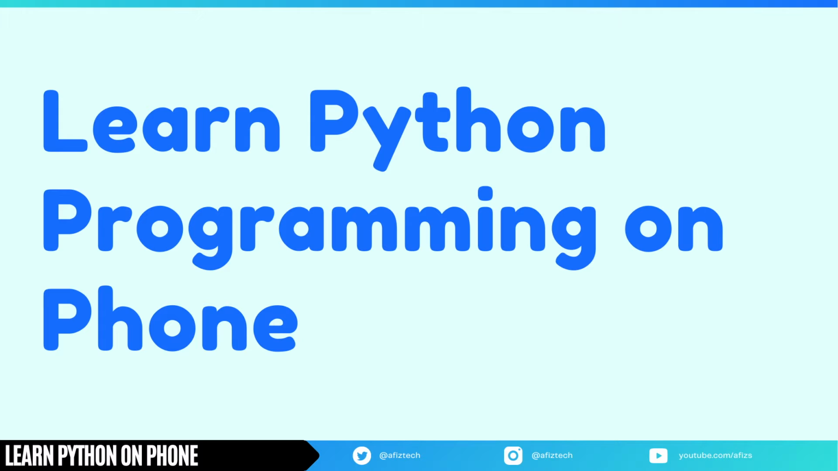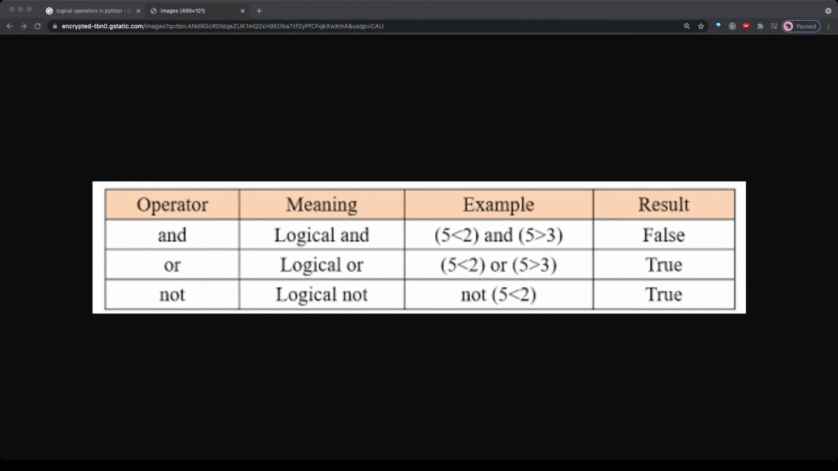In the previous class, we discussed assignment operators in Python, and in this class, we will discuss logical operators. You can see here in this image, we have three logical operators in Python: and, or, and not. Why do we use them? We use logical operators to combine one or two statements in Python.